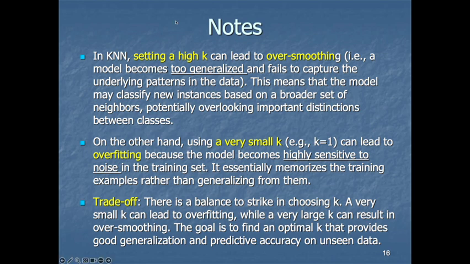So if you set the value of K very high, let's say for example K is 20, what happens? Why does it cause oversmoothing?